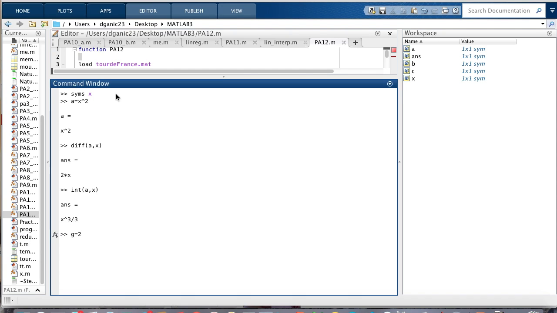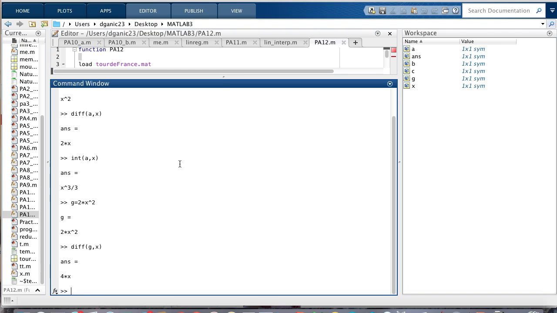We'll do another example, and the next example will be 2 times x squared, and we'll store that under the variable name g. And to find the derivative of that function, we simply write diff followed by the function name g, and we're differentiating in terms of x, and we find the derivative. And now to find the integral, simply write int g comma x, and there we have the integral of the function.